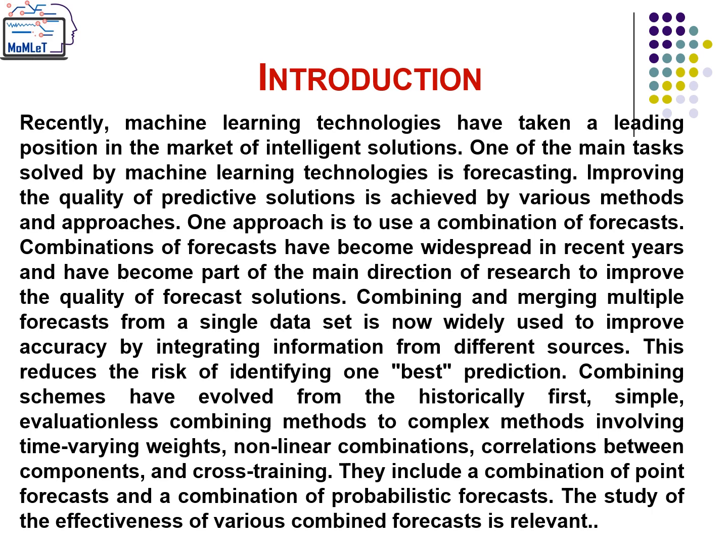Combination schemes have evolved from the historically first simple evaluation-less covariance method to complex methods involving time-variant, nonlinear combination, correlation between components, and cross-training. They include a combination of point forecasts and a combination of probability forecasts. The study of the effectiveness of various component forecasts is relevant.